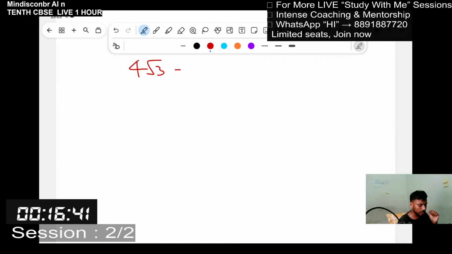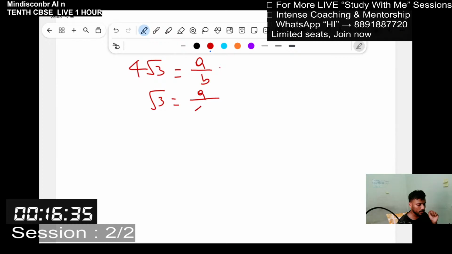So we can write 4 root 3 is equal to a by b. Therefore root 3 is equal to a by 4b. A by 4b is rational. So we will get that root 3 is also rational. But this contradicts the fact that root 3 is irrational.